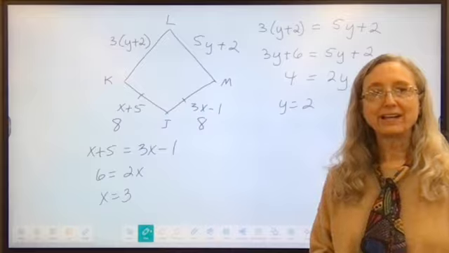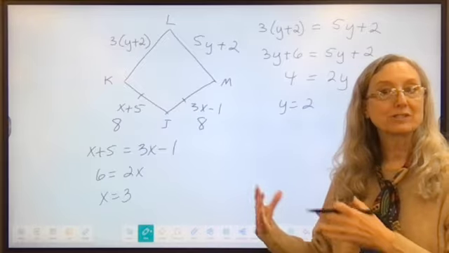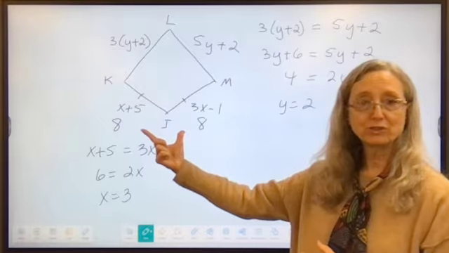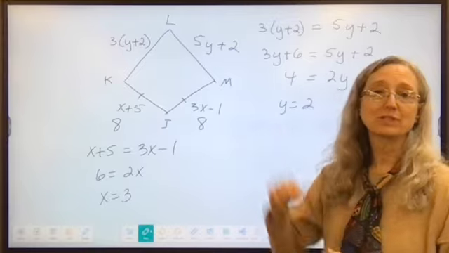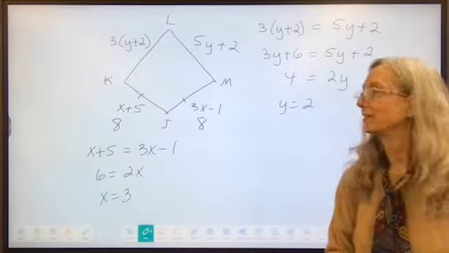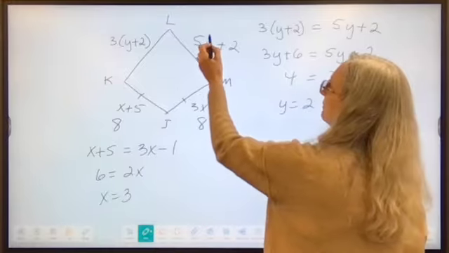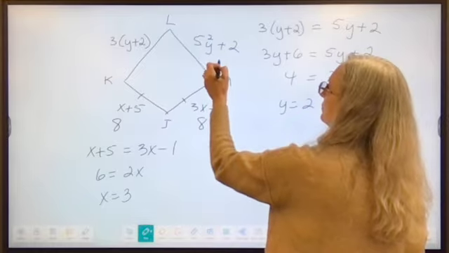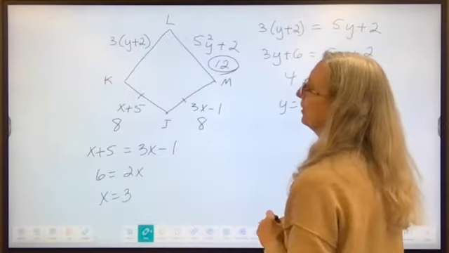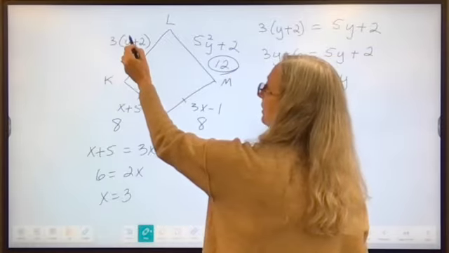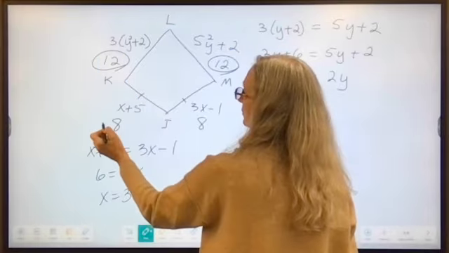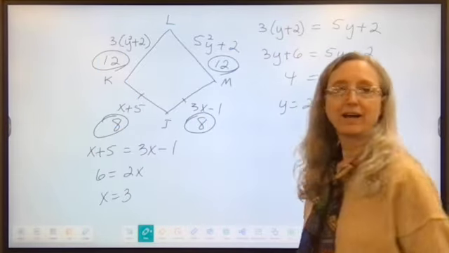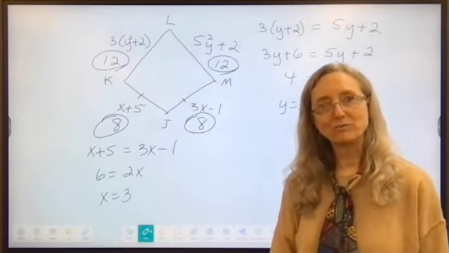When I solve, I find that y equals 2, so I'm going to do the same thing I did with the two shorter sides. I'm going to plug in 2 for y in these two sides and see what their lengths are. If y is 2, then 5 times 2 plus 2, this side is 12, and this should be 12 as well. 2 plus 2 is 4, and 3 times 4 is 12. So sure enough, I found the lengths of all four sides.